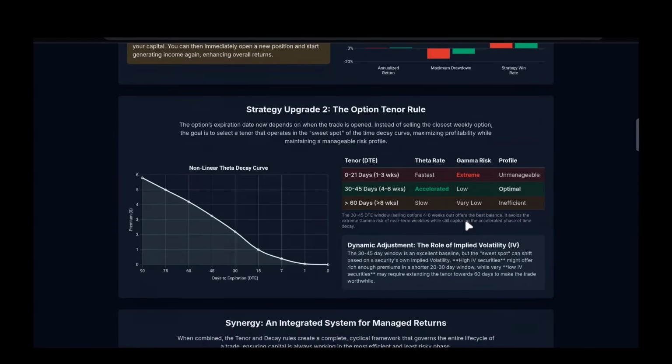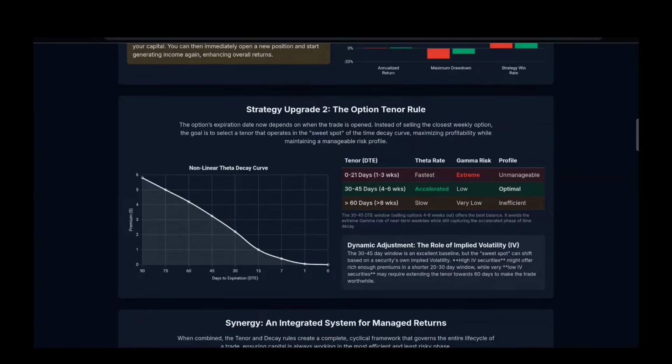The other one is probably less understood, and this is the options tenor rule. This is where the options expiry date now depends on when the trade is opened. Instead of selling the closest weekly option, the goal is to select the tenor that operates in the sweet spot of the time decay curve, maximizing profitability while maintaining a manageable risk profile.